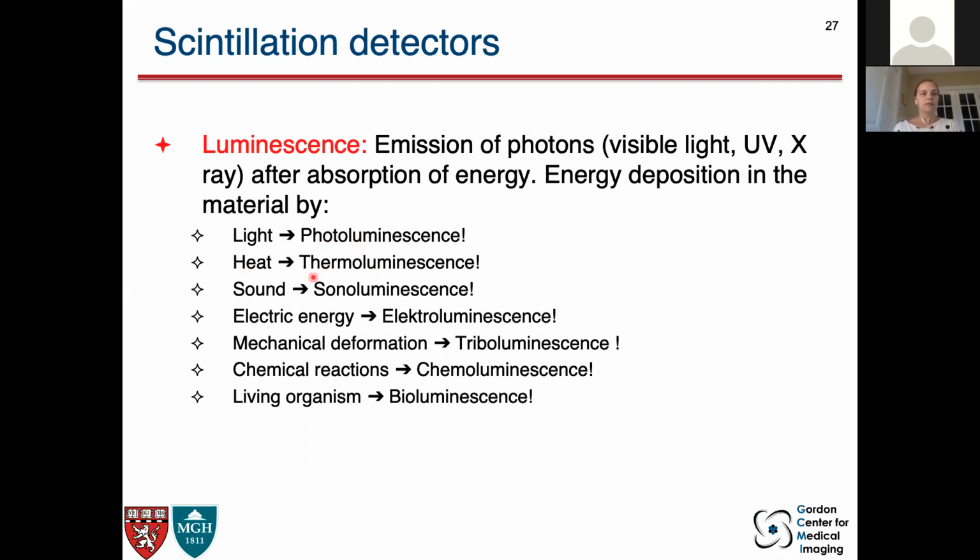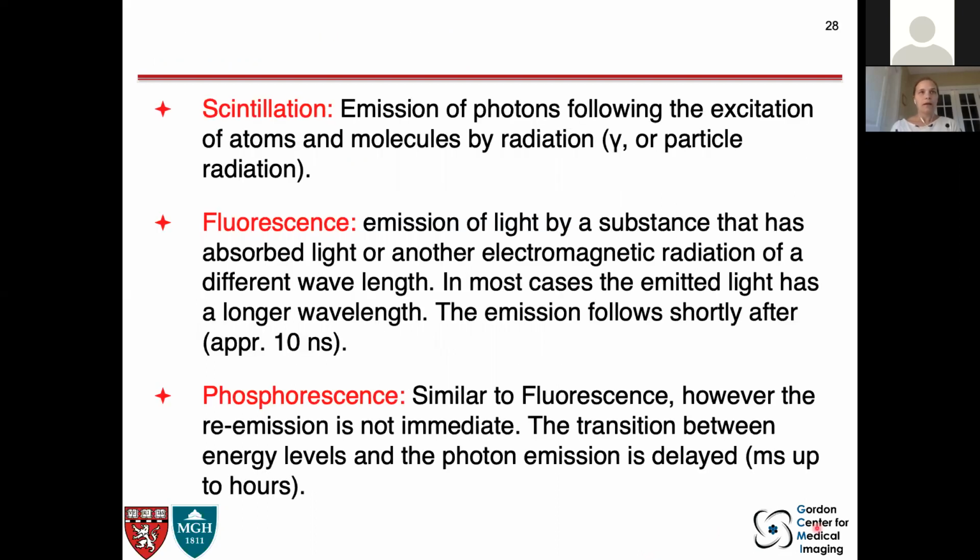We have thermoluminescence, sonoluminescence, electroluminescence, etc., etc. So it's quite a common mechanism. So scintillators, they emit photons or visible light. So these are visible photons following the excitations of atoms and molecules in the material by radiation. And this radiation can be gammas or particle radiation, like betas and alpha particles.